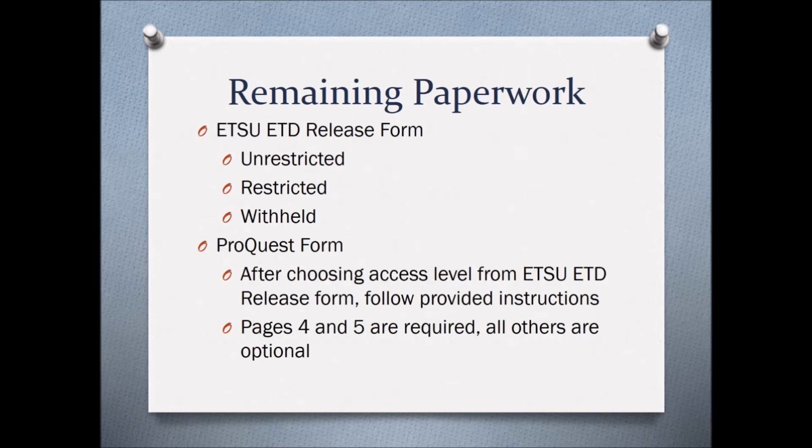The next form on the list is the ETSU ETD release form. This is where you will choose what kind of access you want for your thesis or dissertation, and ETSU offers 3 options: unrestricted, restricted, and withheld. Please read through the descriptions of each of these and go over them with your chair if you're unsure of which one to choose. The next form is the ProQuest form. After choosing the access level from the ETSU ETD release form, follow the provided instructions.